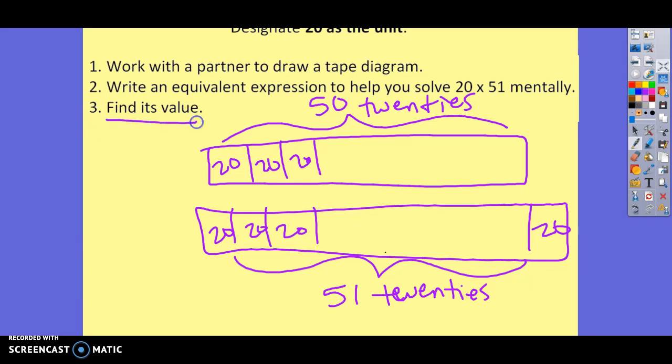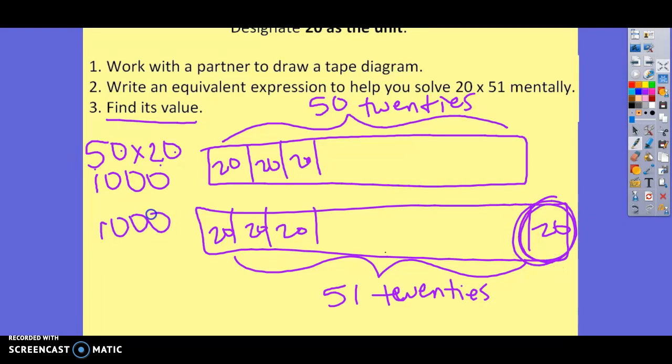Now it asks us to find its value. So if I did on the side 50 times 20, I have 5 times 2 is 10. I have 2 zeros. I have 1,000. Well, in order to find 51 20s, I would take the 1,000 and add what to it? Add one additional 20. I'll have 1,020 is my product for 51 times 20.